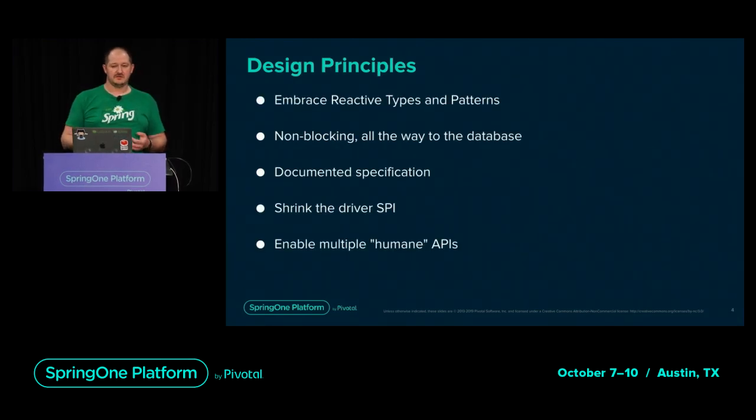R2DBC had a series of design principles established up front. The most important one is that R2DBC embraces reactive types and reactive patterns all the way from your application layer down to the database, leveraging reactive capabilities of databases, such as not sending all the data at once to overwhelm your client, but rather taking things like backpressure into account. It is a fully documented specification, not just a bunch of Java class files, but rather it tells you what you can expect from R2DBC as a user of that SPI, and what you have to provide if you want to implement a driver that is compliant with R2DBC itself.